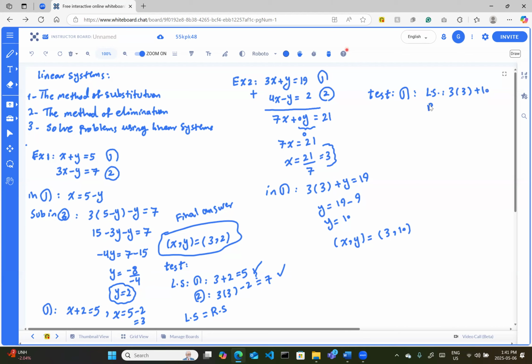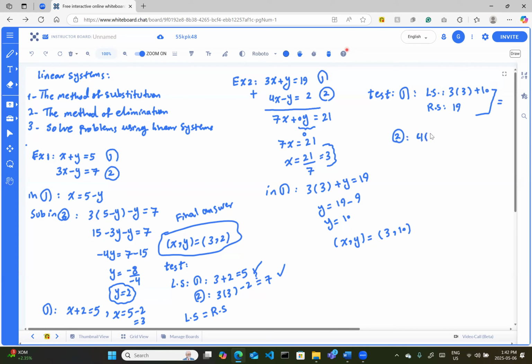And what do we have in the right side of the first equation? So we have 19. So 9 plus 10 equals 19. So as a result, the left side equals the right side. So it means the final solution is satisfied in the first equation.